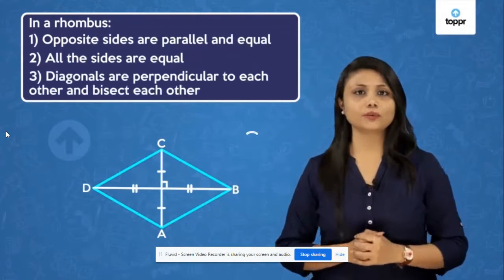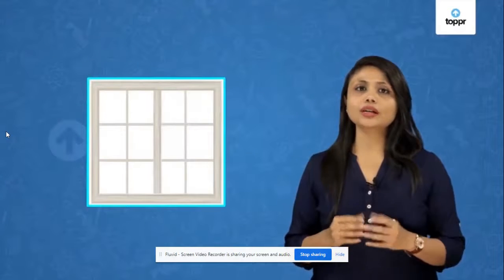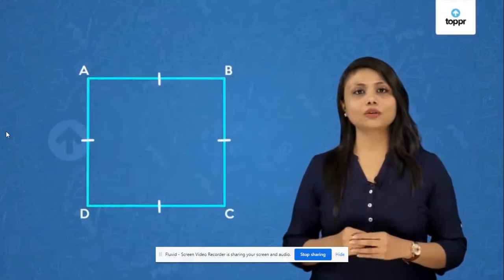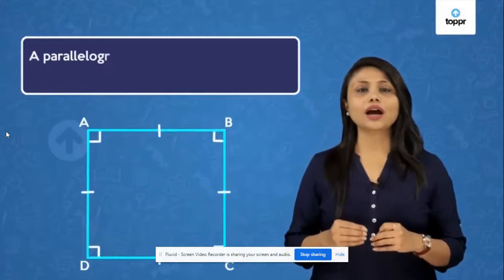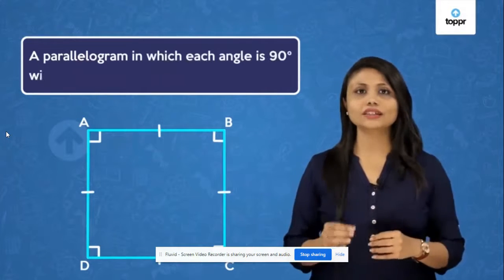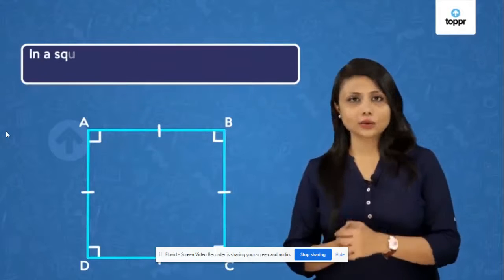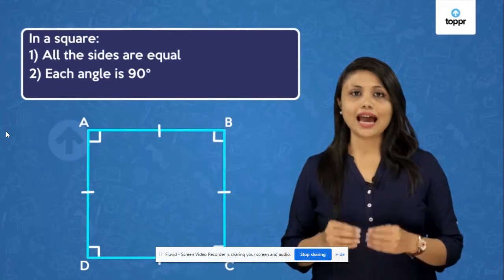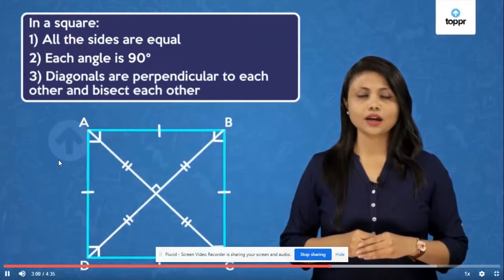to each other. The next picture is that of a window. The shape of a window is a parallelogram. If you observe, all the sides in this parallelogram are equal and each angle is 90 degrees. A parallelogram in which each angle is 90 degrees and all the sides are equal is called a square. In a square, all the sides are equal, each angle is 90 degrees, and diagonals are perpendicular and bisect each other.